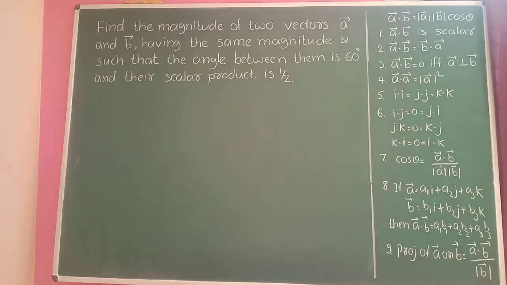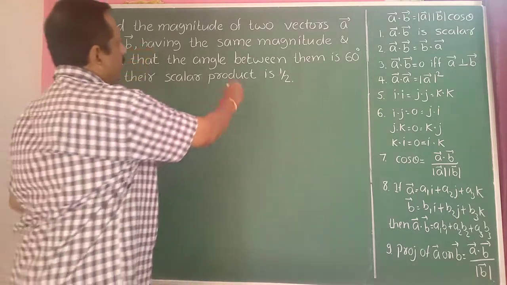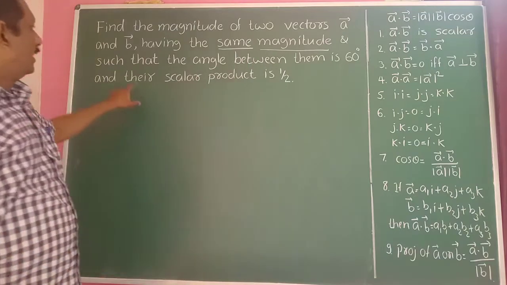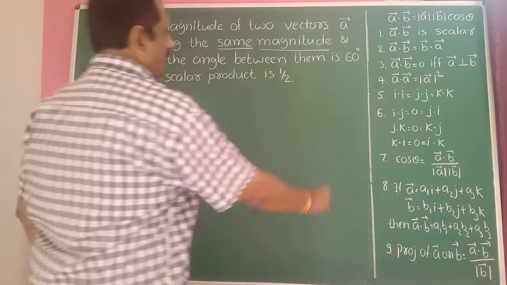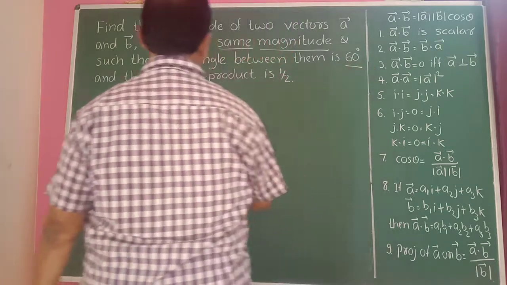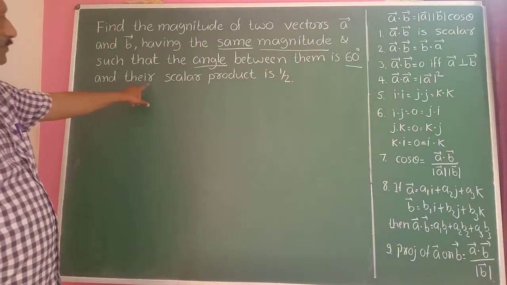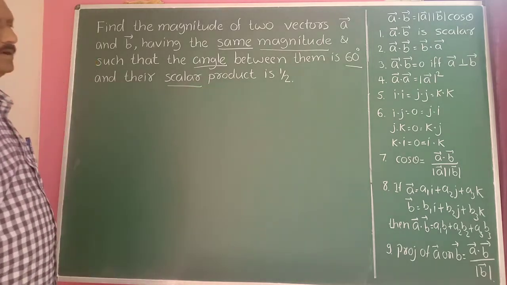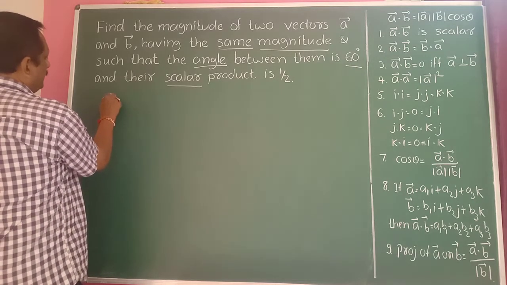Find the magnitude of two vectors A bar and B bar having the same magnitude, such that the angle between them is 60 degrees, and their scalar product is 1 divided by 2. A simple example here.